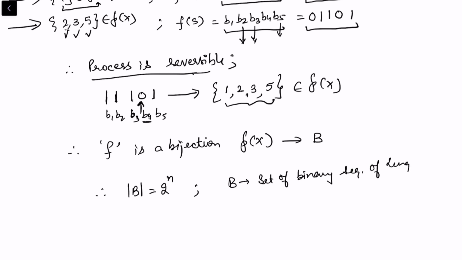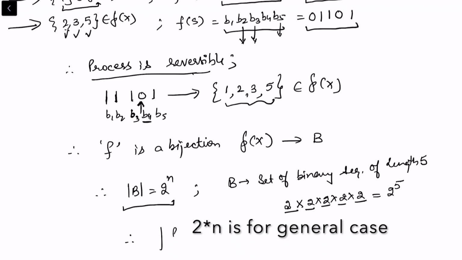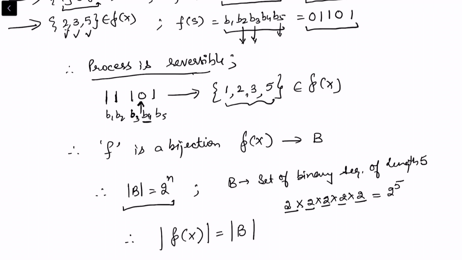We have considered length 5, and once we consider length 5, each place has 2 options. Either we can fill it with 0 or with 1. So by the simple multiplication principle, the cardinality of the set B is 2 to the power n. And we have established a bijection between the power set and the binary sequences. So the cardinality of the power set is the same as that of the set B, which is 2 to the power n. And this completes the bijective argument showing that the number of elements in the power set is 2 to the power n.